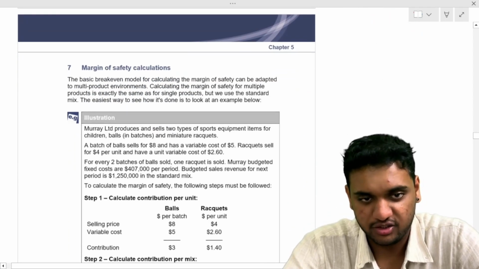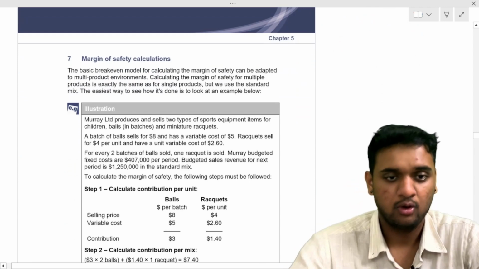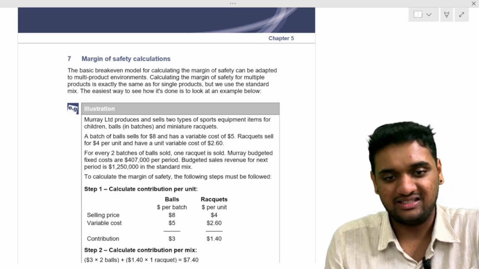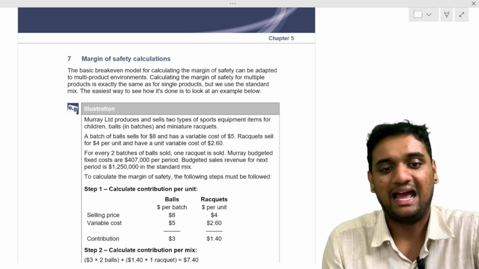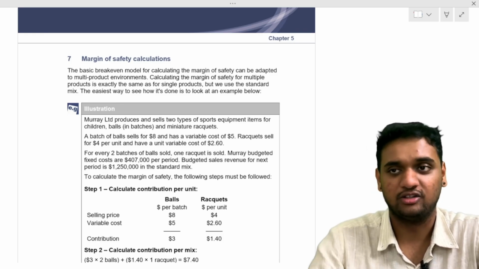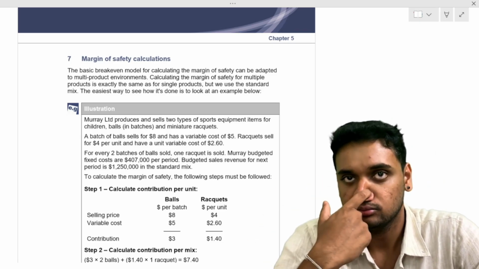Now come to the next page. An illustration will be given. Don't even look at the answer. We will try to do the answer. We'll see what is given. A batch of balls sells for $8 and has a variable cost of $5. Rackets sell for $4 and have a variable cost of $2.6. That question is not there in your book.